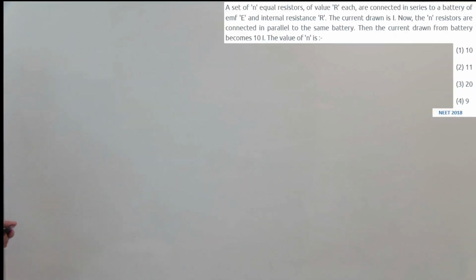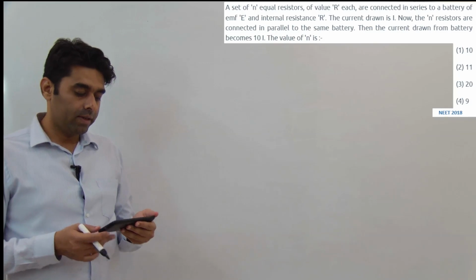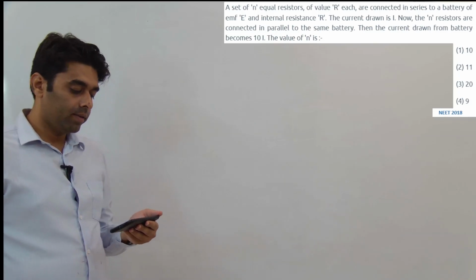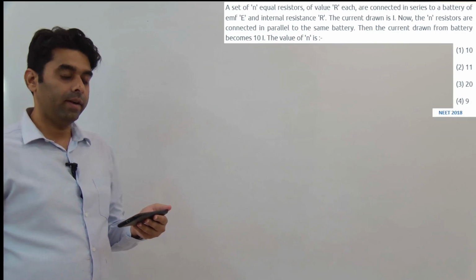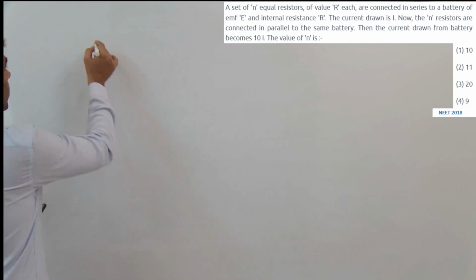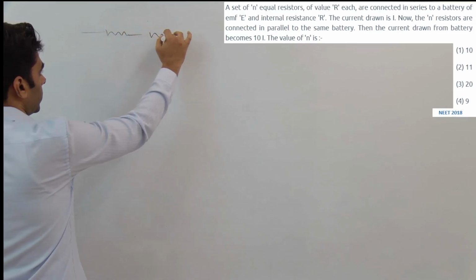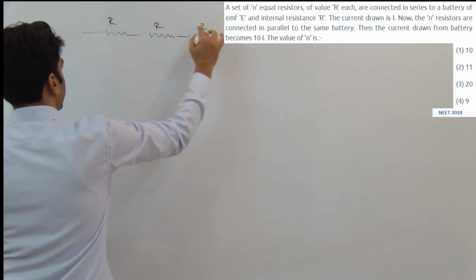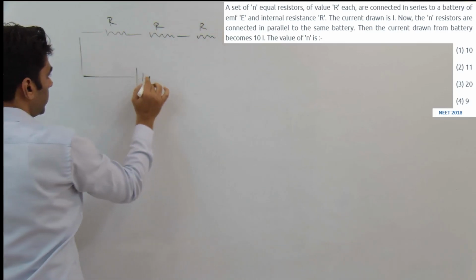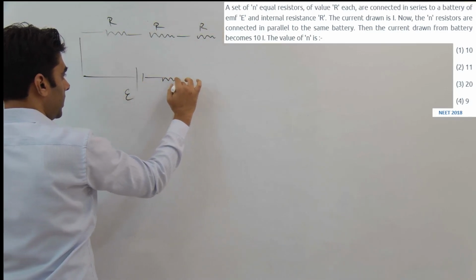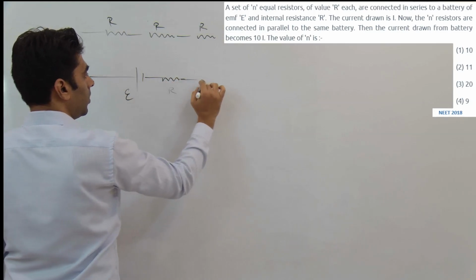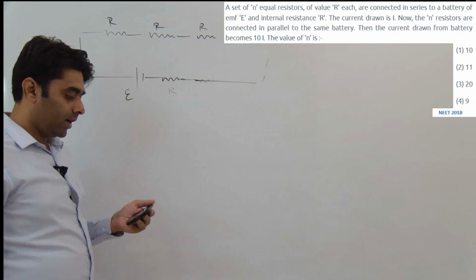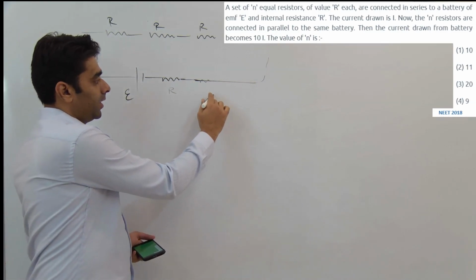So the question that we have is, a set of n equal resistors of value R each are connected in series to a battery of EMF E and internal resistance R. Fine. N resistors are there like this, each having resistance R, and these are connected in series with a cell having EMF E and internal resistance also R. This is what is given to us. It says the current drawn is I. In this case, current is I.